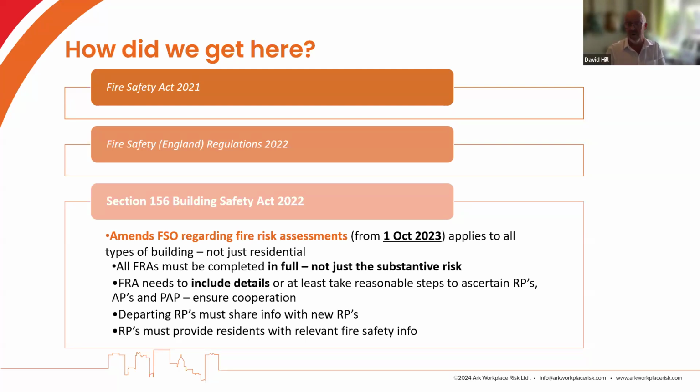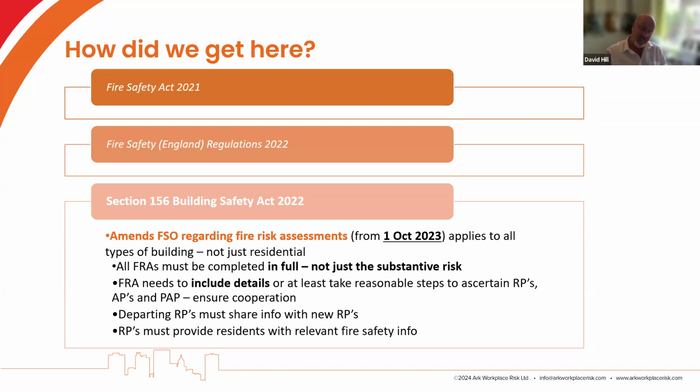You have to include all fire risks, and at least take reasonable steps to provide all of the details of what's called the relevant persons. And those relevant persons aren't just the owners. If we've got commercial tenants, then they are going to be relevant persons as well, as well as the accountable persons and principal accountable persons, and you've got to cooperate with each other when it comes to fire risk assessment. So it's about sharing information about fire and fire safety. It's about making sure that when a responsible person leaves the building, they share all of the information they have on fire risks with the new responsible person.